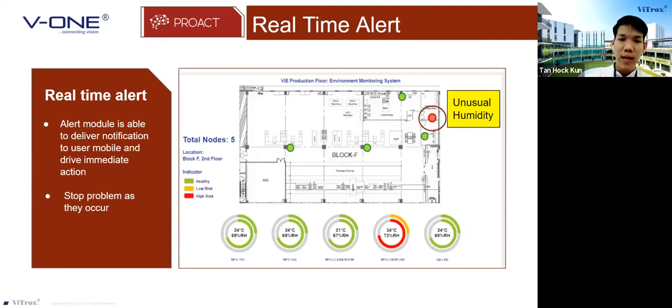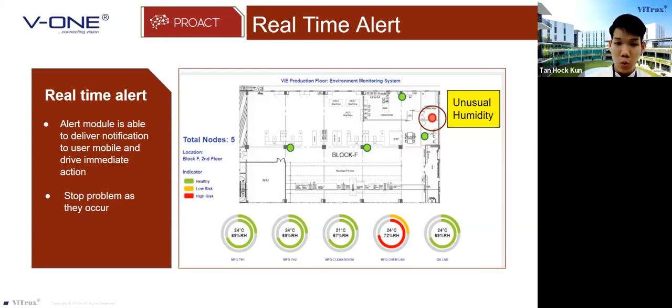For instance, in our headquarters here, our manufacturing and facility team are using V1 to keep track of the temperature as well as the humidity for our VIE production floor. Therefore, when the environment does not meet the recommended level, our facility team are able to receive an alert about such an event. Therefore, immediate actions can be taken right away.